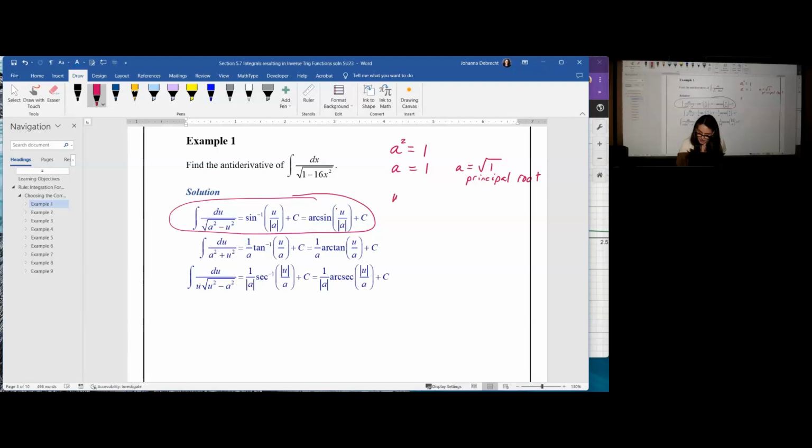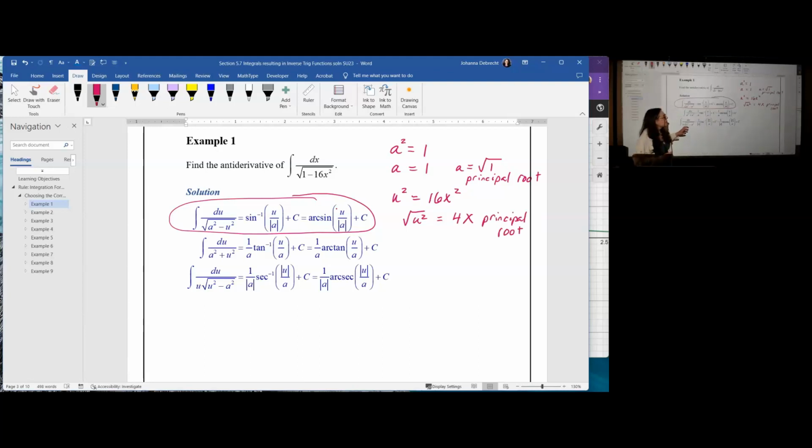Then I look to find u squared. U squared, according to the formula, does not include the subtraction. Subtraction is outside of u squared. So u squared is the variable term without the negative. U squared must be 16x squared. And again, I'm going to take the principal square root of u squared, which is equal to 4x.